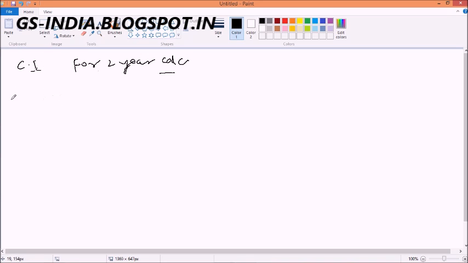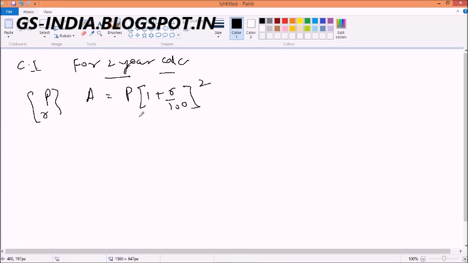Now in the case of 2 years, suppose that the principal is P, rate of interest is R, and the time I have already given as 2. So what is going to be the amount? It is going to be P times 1 plus R by 100 to the whole square. Okay, this is going to be the amount.